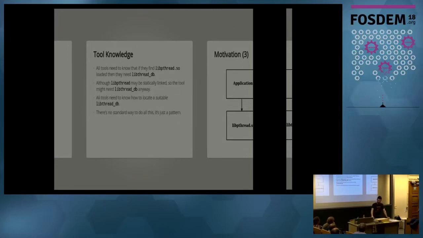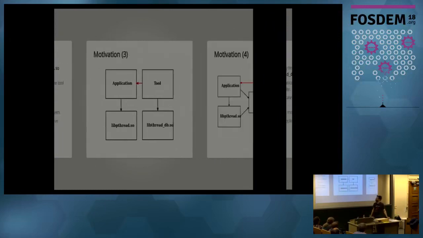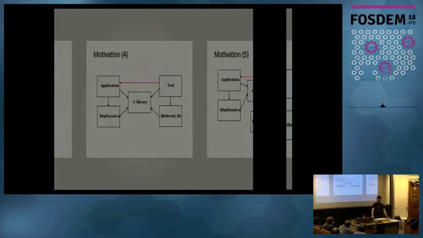So if I go back, this is the graphic we just looked at: the tool, the application, and the two libraries. But this picture's not complete. In here also is the system C library. Your application is linked to the C library, the threading library is linked to the C library, and your tool is linked to the C library and also the thread debugging library. And this is fine if you're using a homogeneous environment, if everything's running on your laptop or on one computer somewhere.